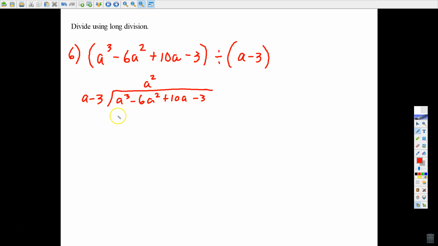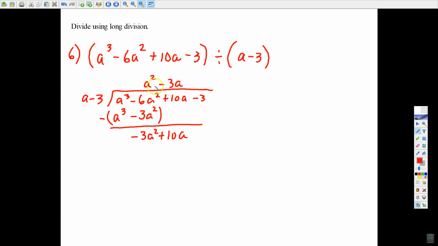A squared times a, it's a cubed. A squared times -3, -3a squared. And with long division, you always subtract here. So the a cubes cancel. -6 minus -3 is really -6 plus 3, and it's -3a squared. Bring down the next term and repeat. First term, a into first term, -3a squared. That goes -3a times.